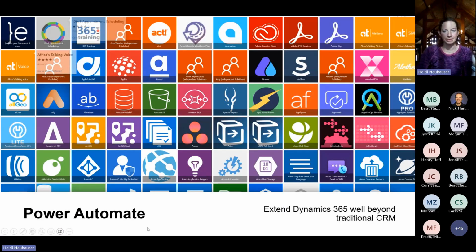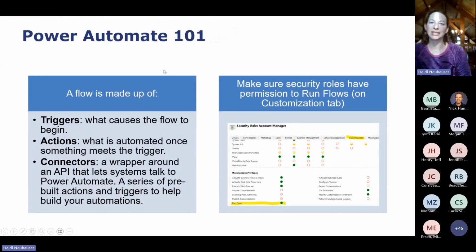All right, Power Automate. Power Automate is so stinking cool. Power Automate is a way for you to extend your CRM way beyond sales, customer service, and marketing. It currently has over 1,000 different sources and systems that you can connect to. So we could spend the next 4 hours talking about Power Automate, but we only have 15 minutes and we have more. So I'm going to give you a really quick Power Automate 101 if you're new.